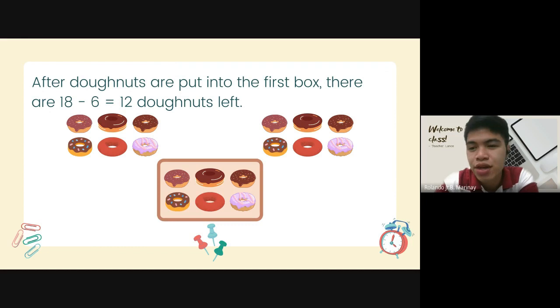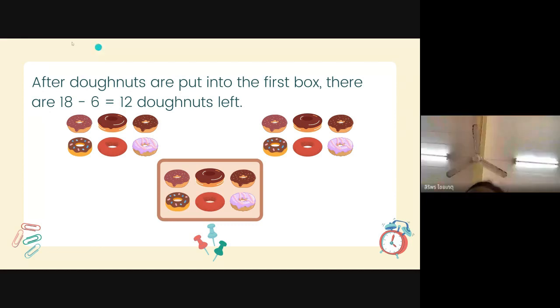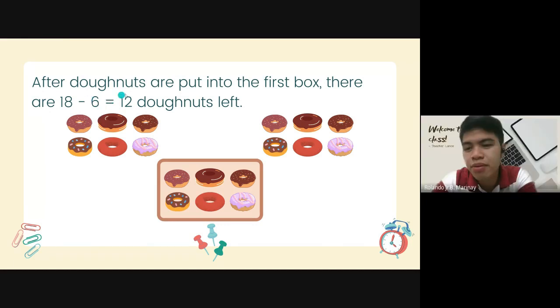Okay, after putting the 6 donuts in the first box, we still have 12 donuts left. 1, 2, 3, 4, 5, 6, 7, 8, 9, 10, 11, 12. There are still 12 donuts remaining.